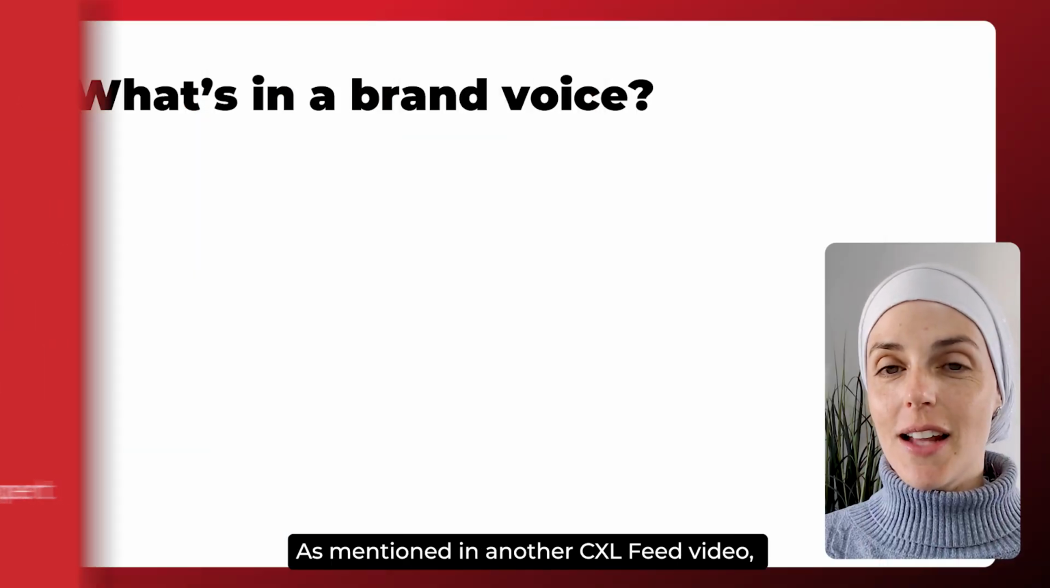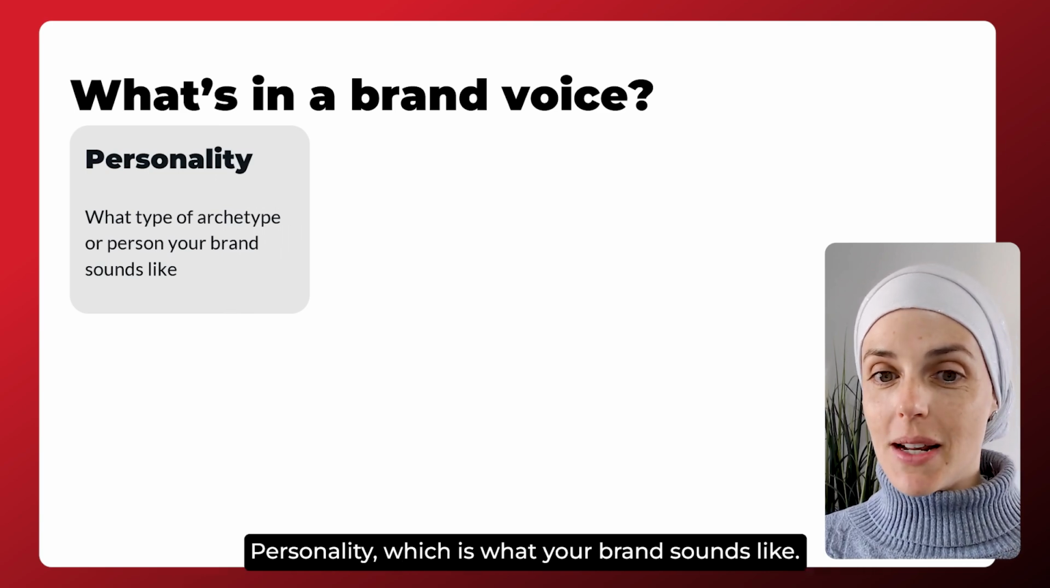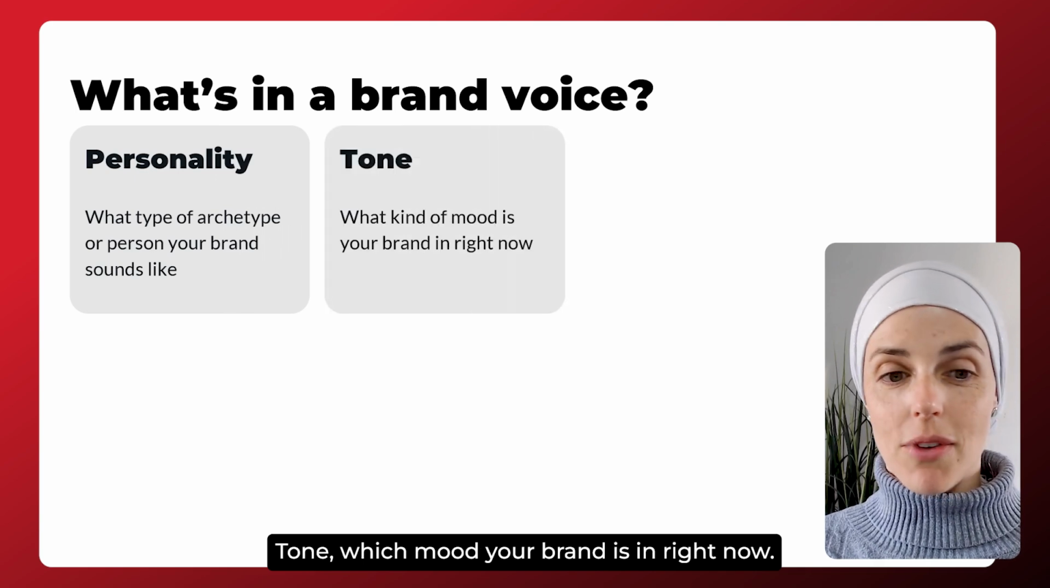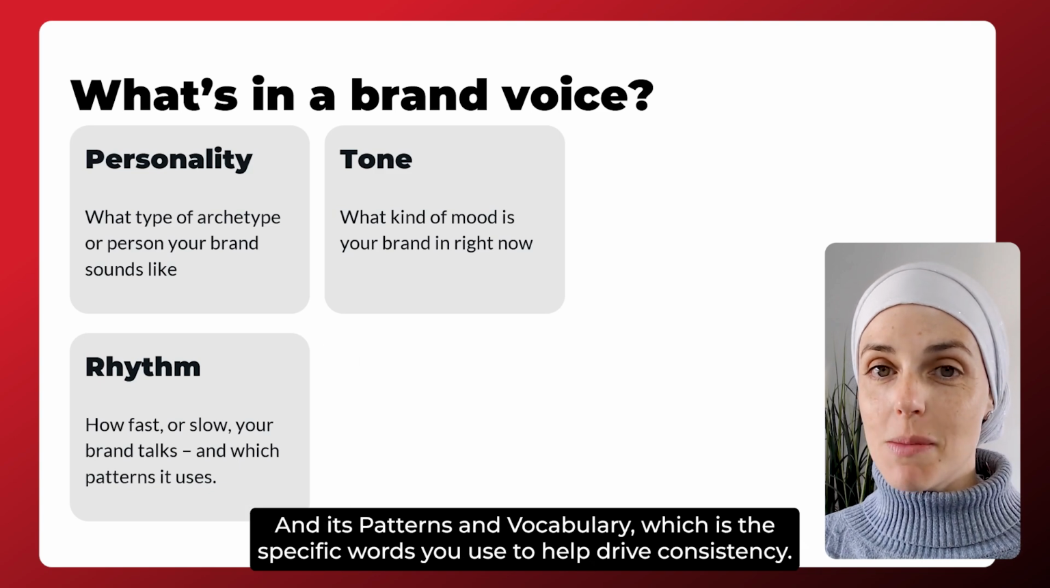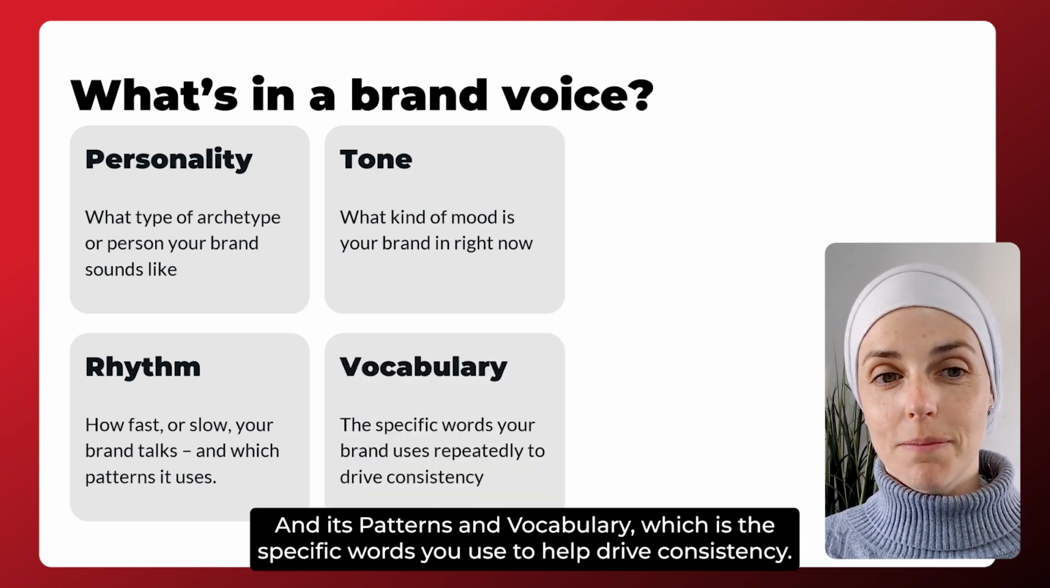As mentioned in another CXL Feed video, there are 4 building blocks to building a strong brand voice. Personality, which is what your brand sounds like. Tone, which is the mood your brand is in right now. Rhythm, which is how fast or slow your brand talks. And its patterns, and vocabulary, which is the specific words you use to help drive consistency.